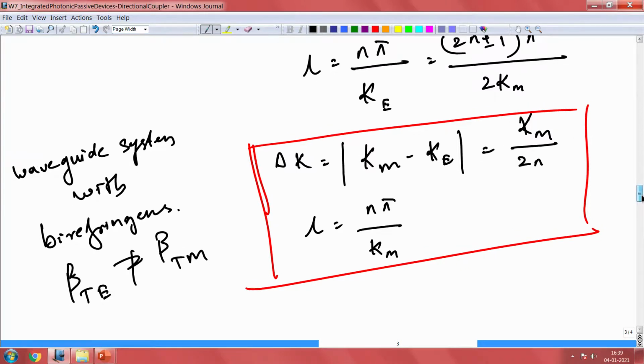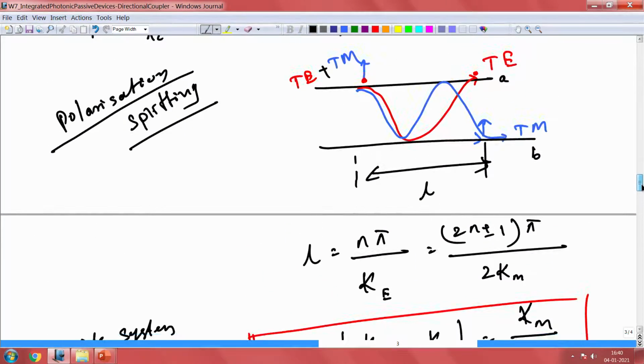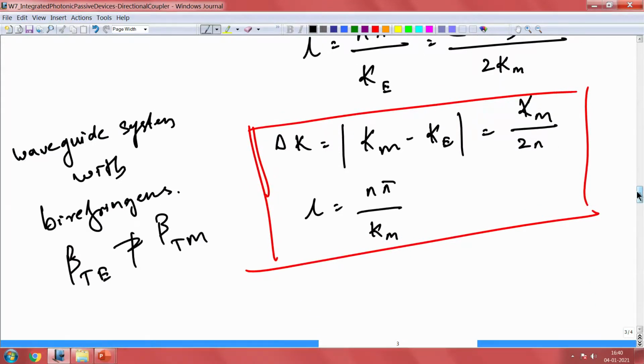So, with this we have understood directional couplers. We have taken a very simple two waveguide system and coupled light from one waveguide to the other waveguide, and you could do it by using a critical length. And what does that length depend on? We looked at the supermodes. The supermodes are interfering. Supermodes are nothing but the solution when you treat two waveguides as a single system.